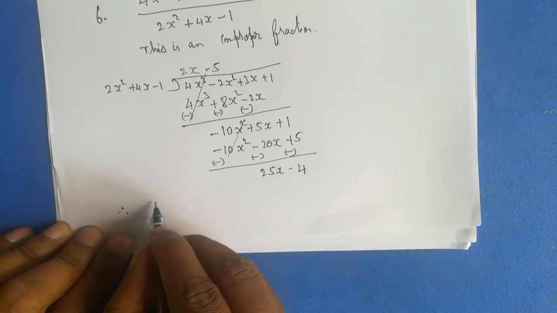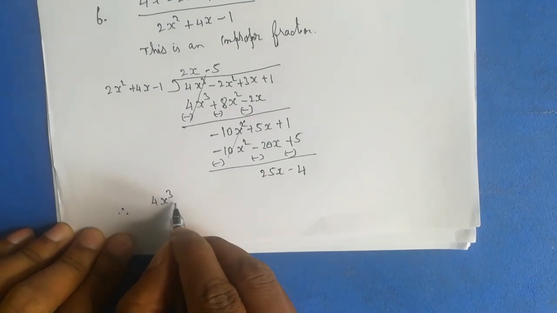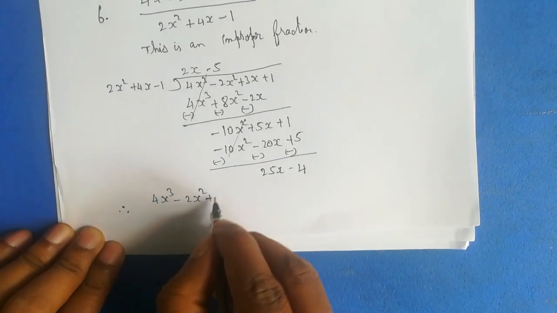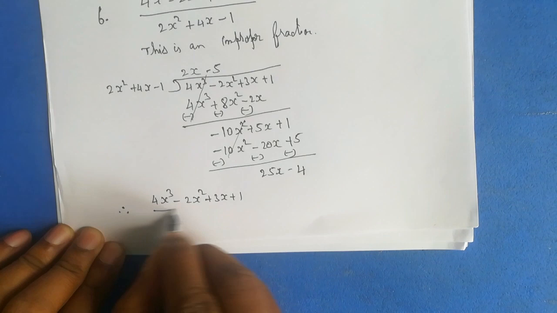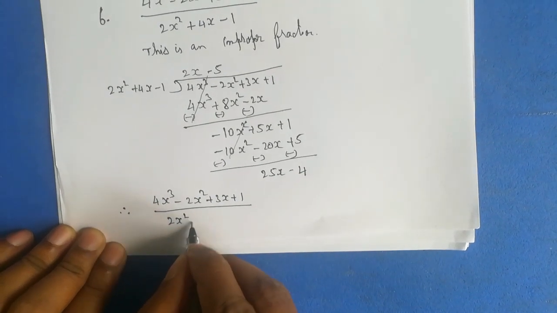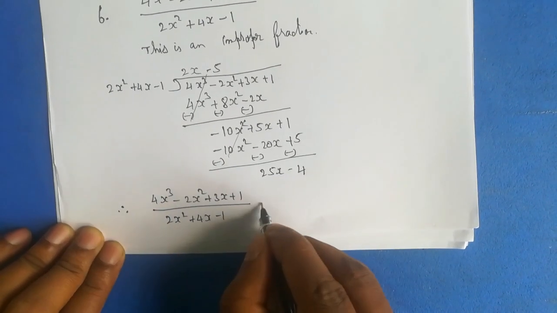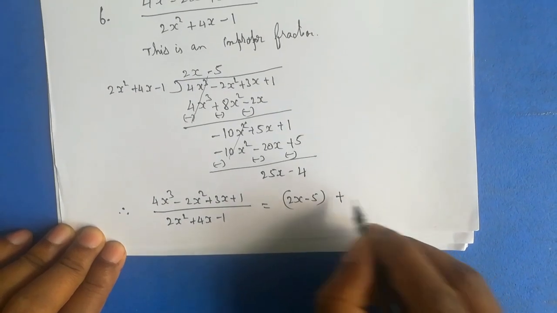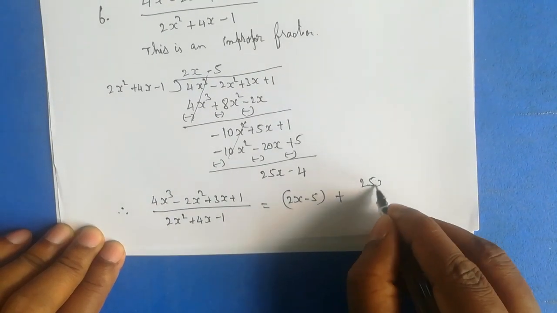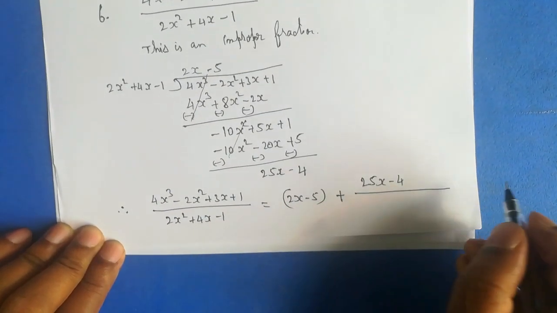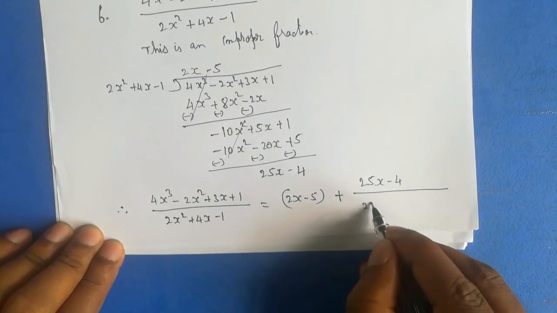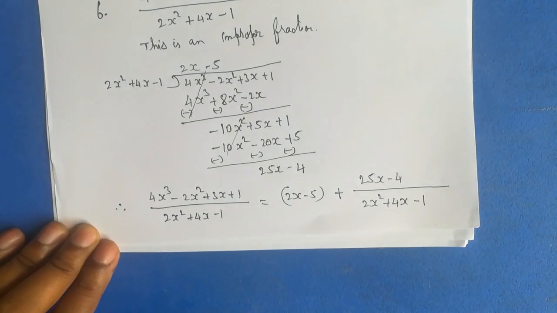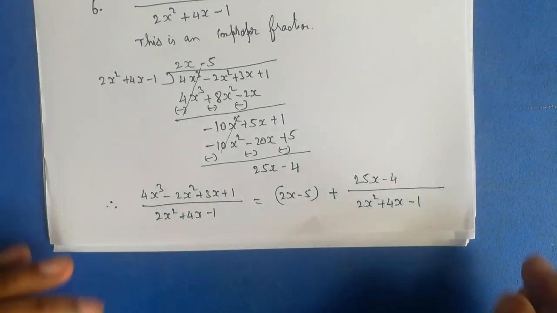Therefore, the question 4x³ − 2x² + 3x + 1 divided by 2x² + 4x − 1 equals 2x − 5 plus the denominator (25x − 4) divided by 2x² + 4x − 1. Now we'll see the seventh problem.